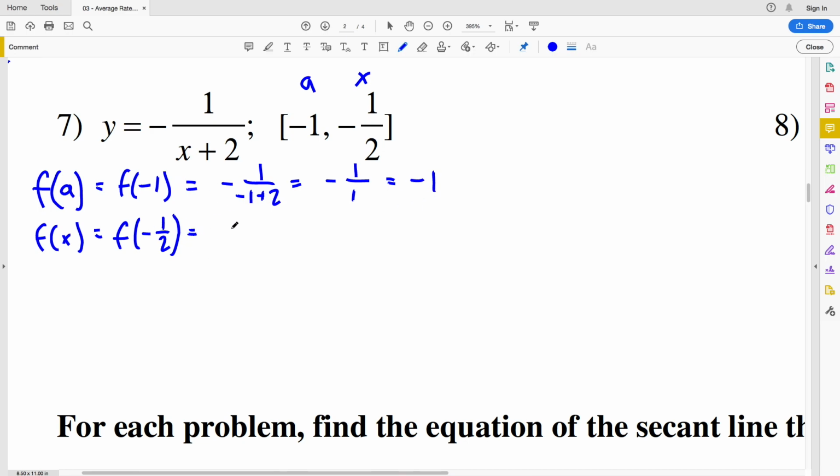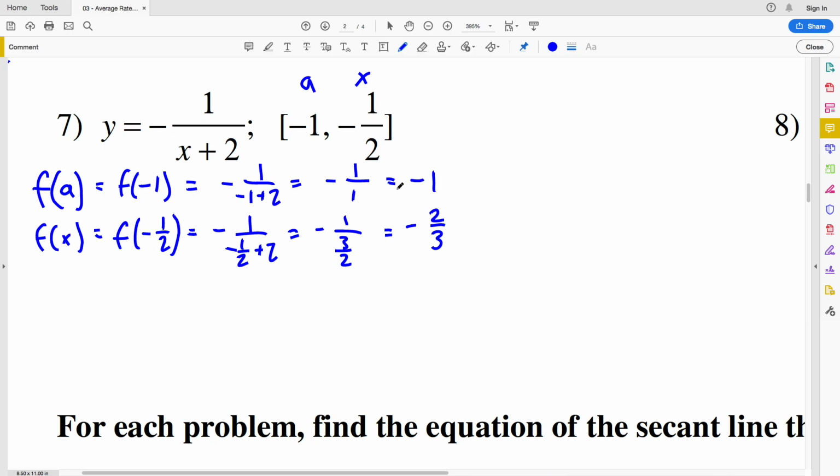Now, for negative 1/2, we have negative 1 over, plugging negative 1/2 in for x, negative 1/2 plus 2. So we'll have negative 1 over negative 1/2 plus 2, which is going to be a positive 3/2. Because if I write 2 in terms of halves, that'd be 4/2, and negative 1/2 plus 4/2 is 3/2. So if I have negative 1 over 3/2, I can simply flip this denominator, or you can think of it as multiplying by the reciprocal. So multiplying negative 1 by 2 over 3 will give me negative 2/3.